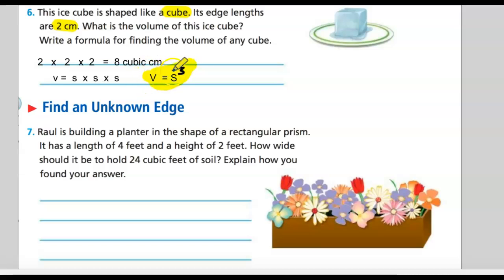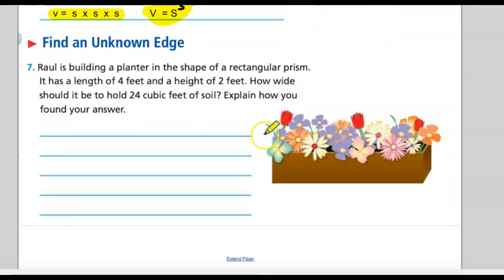That volume is equal to the sides cubed, or side to the 3rd power, so it'd be side times side times side. This right here is exactly the same as this. It's just shorter. So the volume of that cube will be the sides, but 3 of them. So side times side times side. And don't mistake this as, oh, it's the number times 3. That's not how exponents work. It's saying it's side times side times side, which is 2 times 2 times 2. Okay? All right, so now we're going to find an unknown edge.